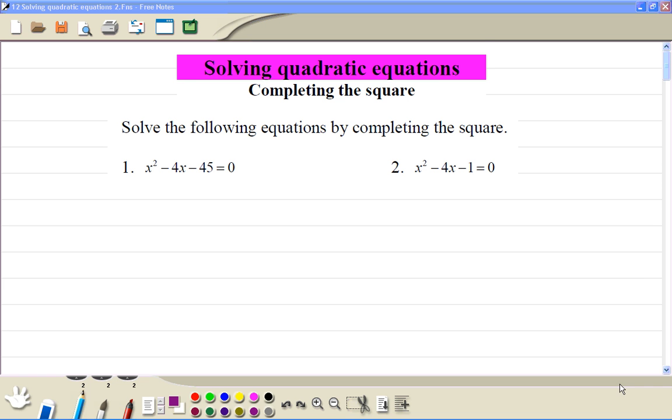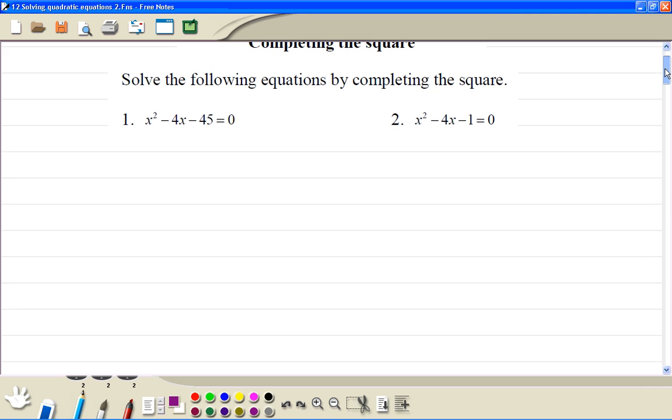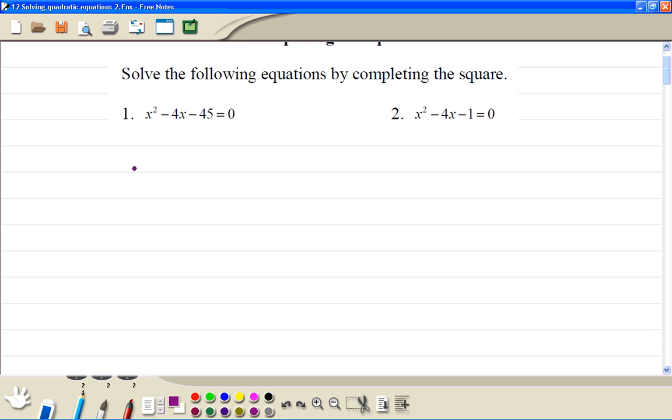Solving quadratic equations by completing the square. Let's do these examples. Example 1, first we're going to complete the square on these two terms. So we have open bracket x minus half of 4, which is 2, close bracket squared, minus 2 squared, which is 4, minus 45 is equal to 0.